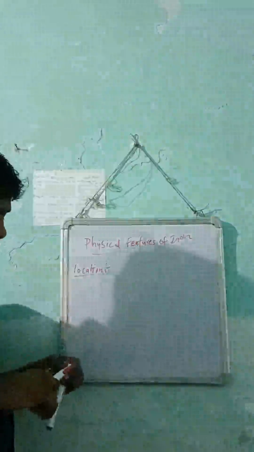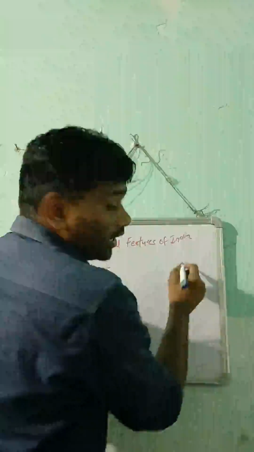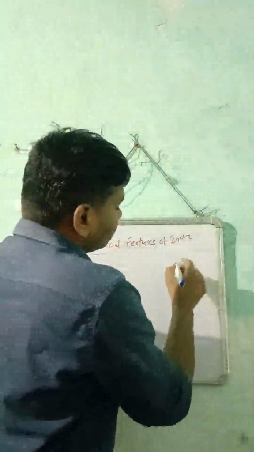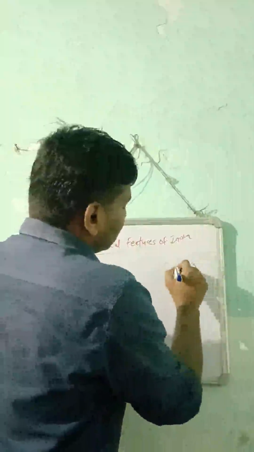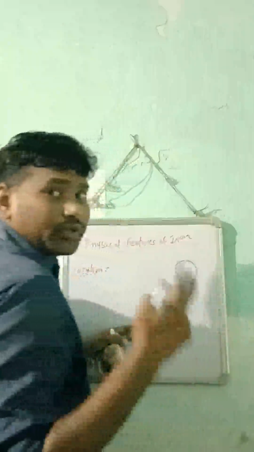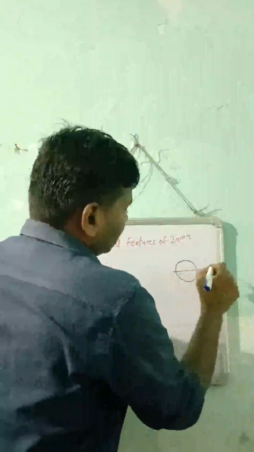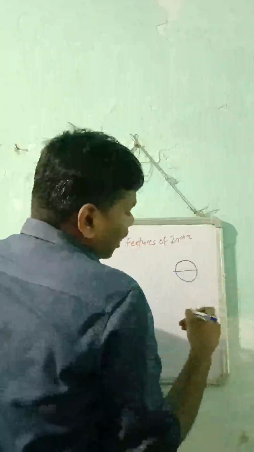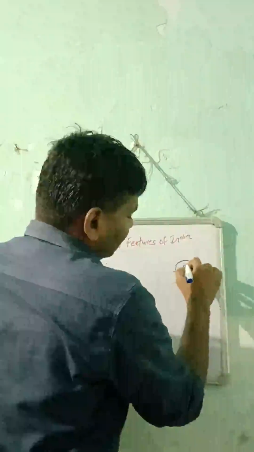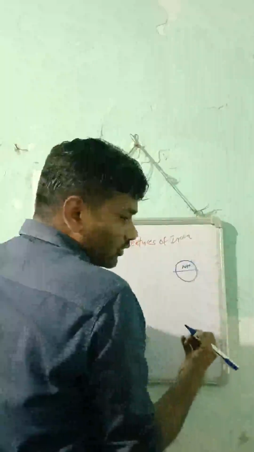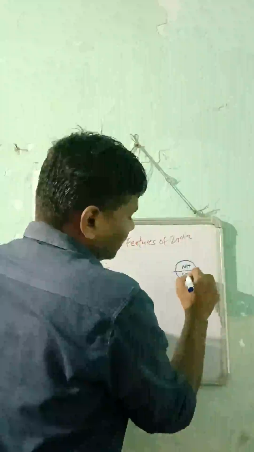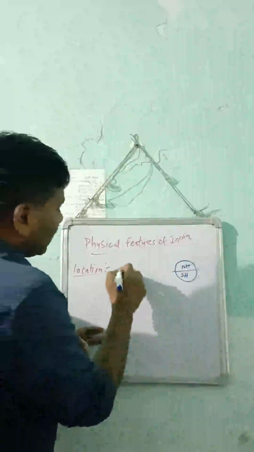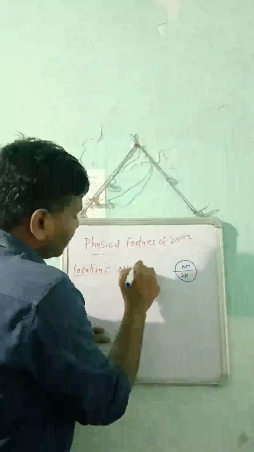Where is India located on the globe? India is located in the northern hemisphere of the globe. The globe is divided into two equal parts. Above the equator is the northern hemisphere, below the equator is the southern hemisphere. So India is located in the northern hemisphere.